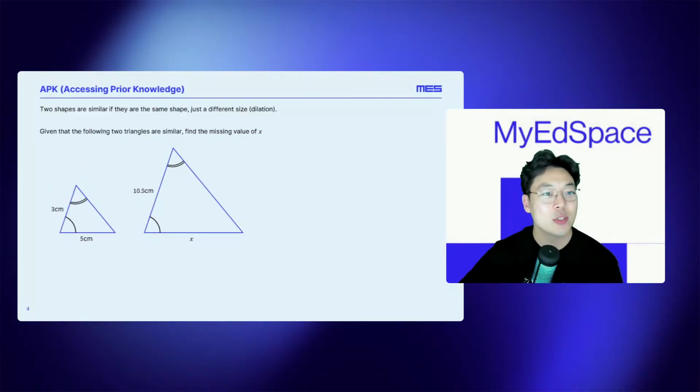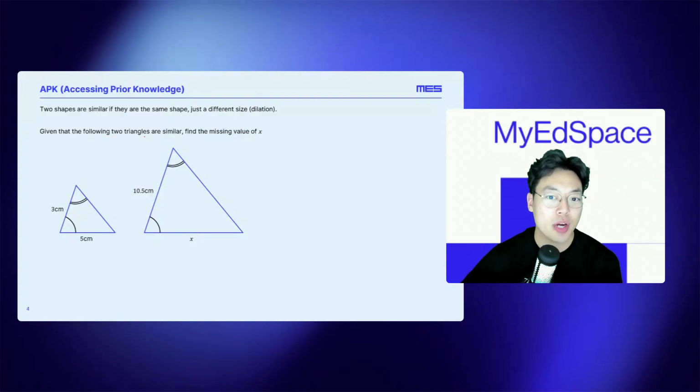Here we go. So we have two shapes that are similar if they are the same shape, just a different size. That's what we call dilation. If we have the same shape, and whether we're making it bigger or making the bigger shape a smaller shape, and the two shapes stay similar, that's what we call dilation. Same shape, just different size.